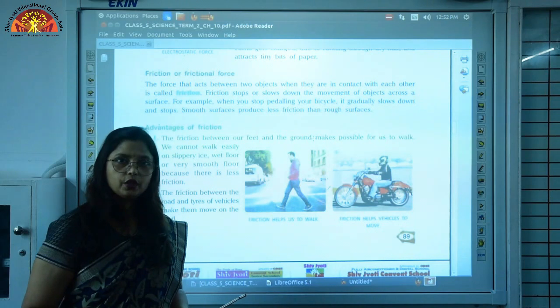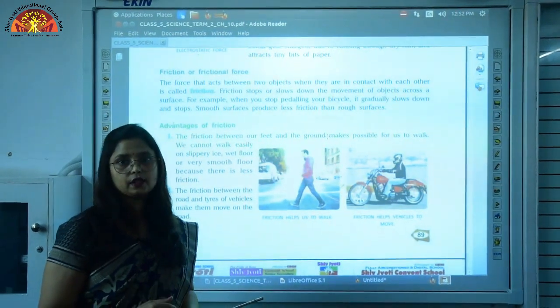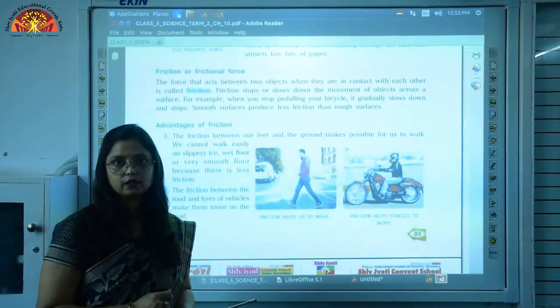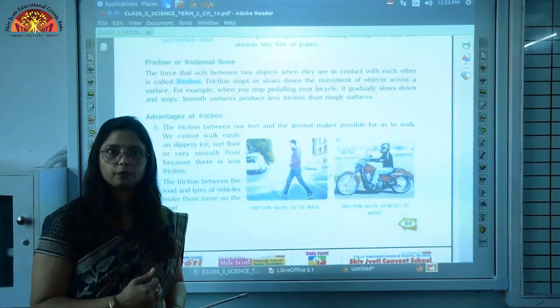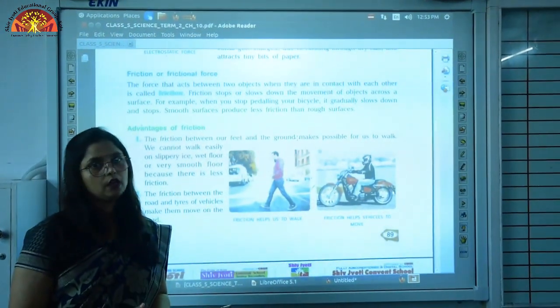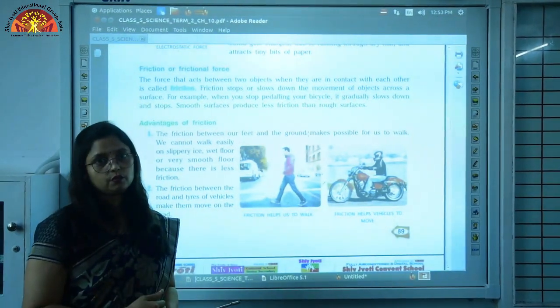Then the friction between the road and the tires of vehicles makes them move on the road. Again, children, you might have seen the vehicles, their tires have grooves in them. So these grooves help them to move swiftly on the road because these grooves provide friction to these tires so that they do not slip over the floor.